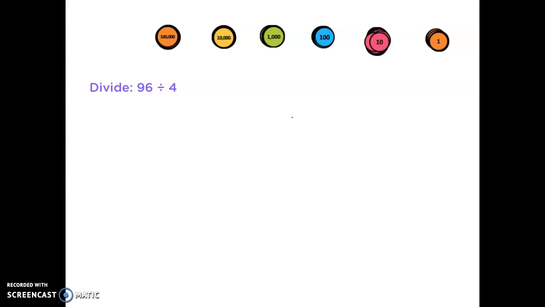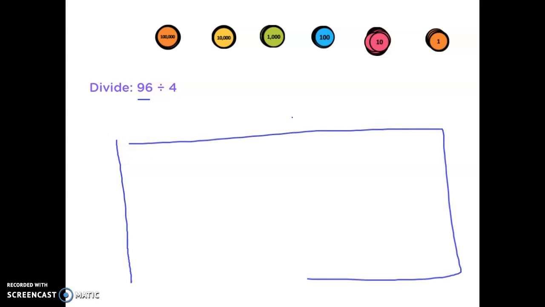So today we're going to use a combination of the area model and our place value discs to divide 96 divided by 4. So the first thing I'm going to do is look at my dividend, which is 96. And I notice that it is 2 digits. So when I make my area model, I need to have 2 parts for my tens and my ones.